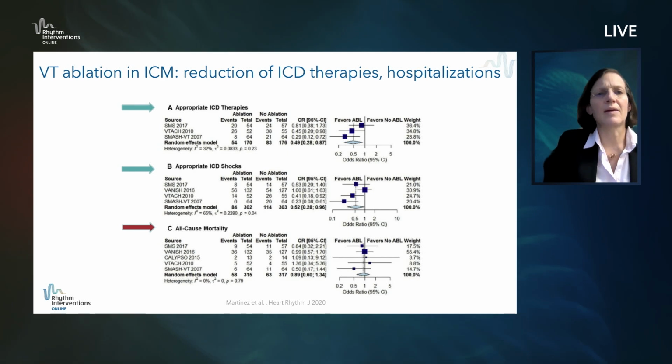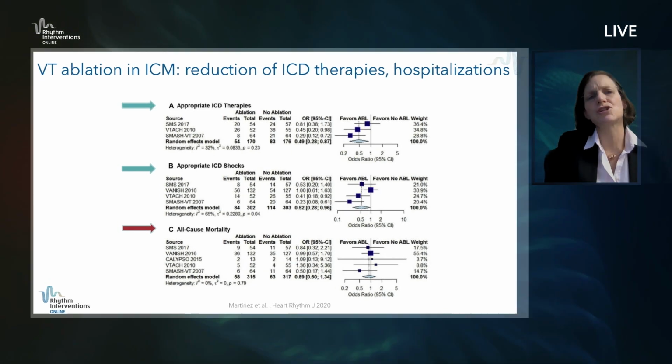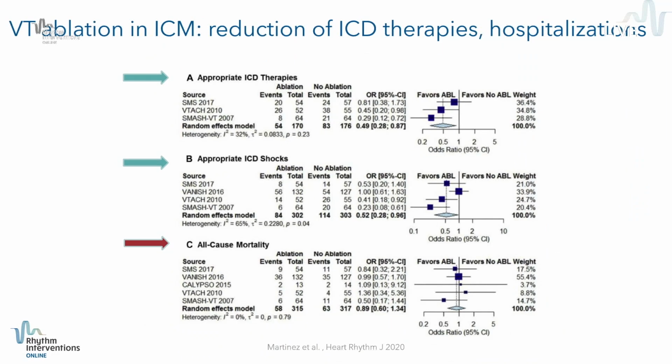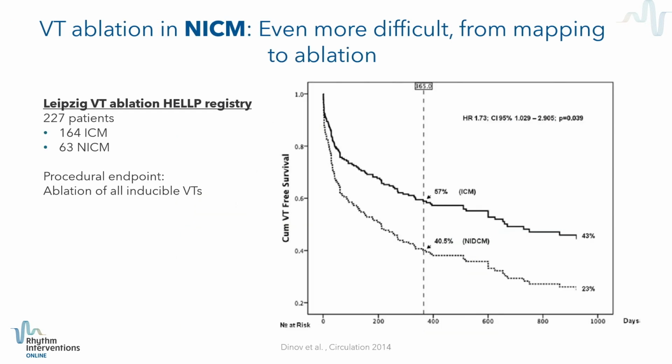So there are these 5 studies that we have for ablation in ischemic cardiomyopathy, and we see that we can reduce the ICD therapies by these ablations. In the ischemic group, we can reduce hospitalization, but not the all-cause mortality, and that is something that we always have to keep in mind. We are quite good at reducing shocks, but not at reducing the mortality in ischemic VT.